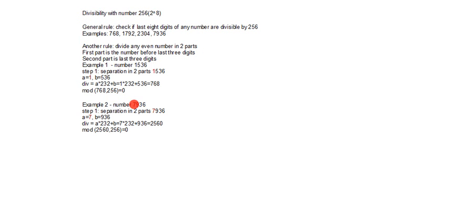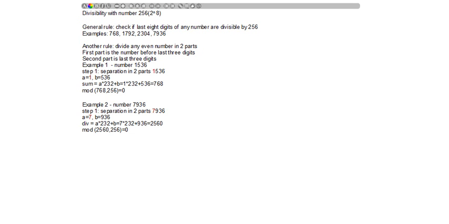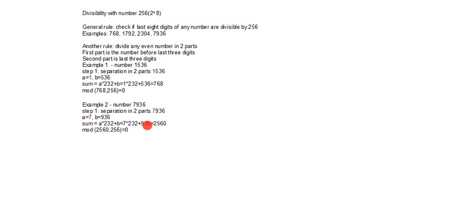The second number is 709,046. We'll again separate it with a similar formula. Oh, sorry, there was some mistake. And this number is also divisible by 256. There is no need to go further because the quotient is 10 here.